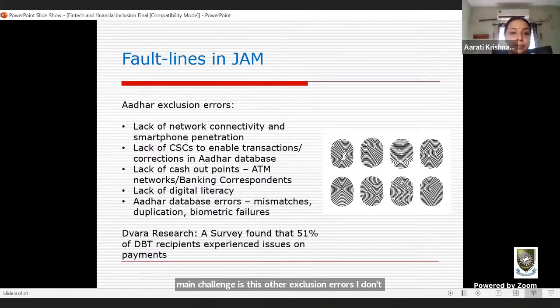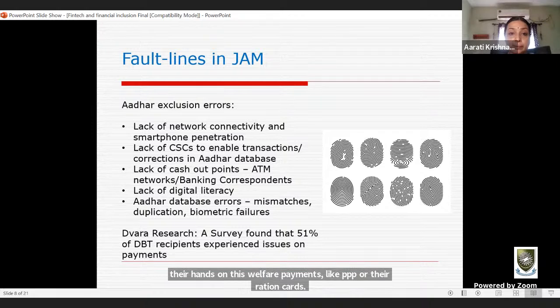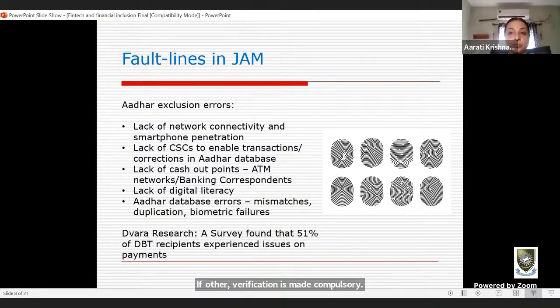I don't know if any of you have elderly people at home. If you try to authenticate their biometrics, say through fingerprint or retina, for Aadhaar authentication, you'll find that the authentication often fails. So this has become a big constraint now, because for Aadhaar verification, if you don't have a smartphone and two-factor authentication through OTP, and you want to use biometrics, then this leads to a lot of exclusion errors. There has been a complaint that a lot of people are unable to get their hands on welfare payments like DBT or their ration cards if Aadhaar verification is made compulsory. This actually led to a Supreme Court case also, where the Supreme Court said you can't make it compulsory to present Aadhaar in order to avail of welfare payments.